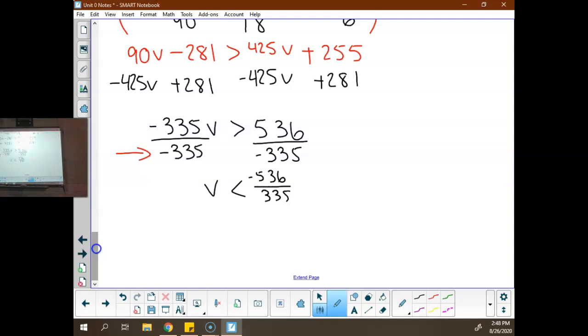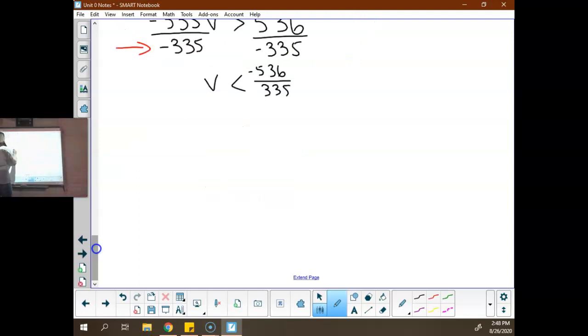536. Yeah, it doesn't go in. So it does reduce, which is nice, because that means V is less than negative 8/5.